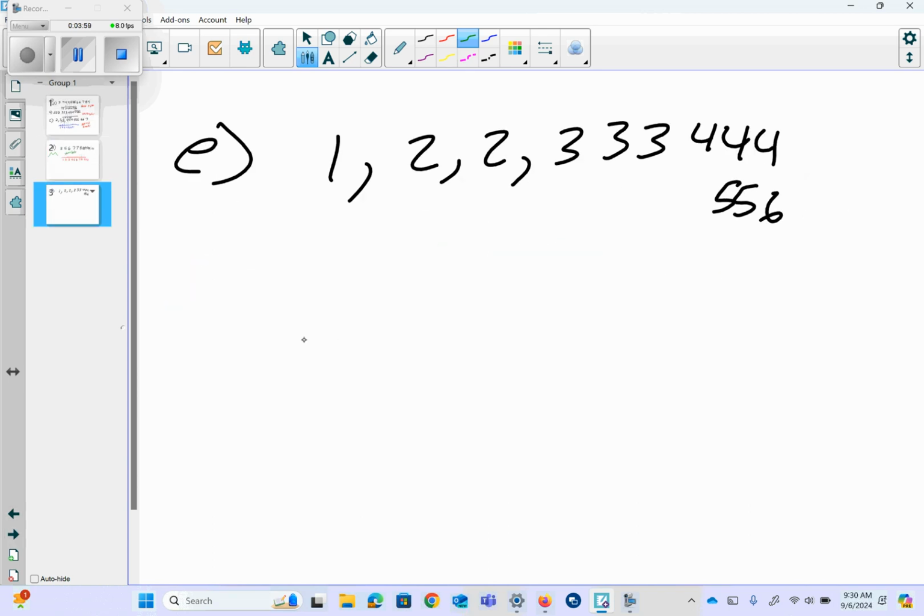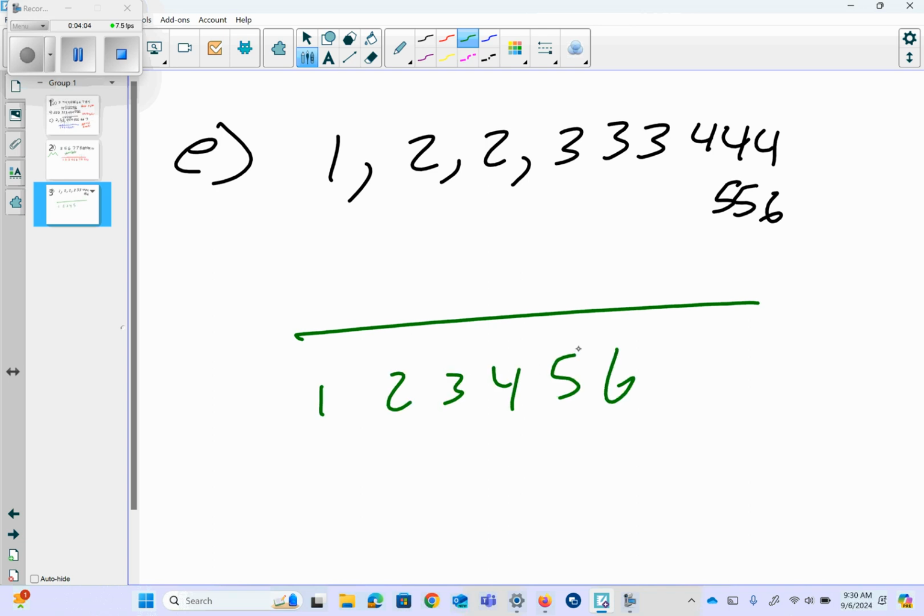And then letter E. I got 1, 2, 3, 4, 5, 6. I got a 1, 2, 1, 2, 3, 1, 2, 3, 1, 2, 1. This appears to be pretty normal. Okay. Again, some of you might be able to argue that bimodal might be a good idea on that.